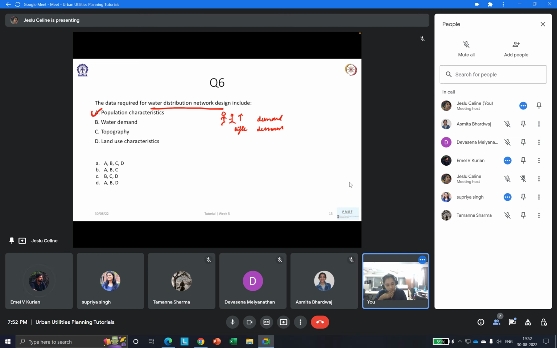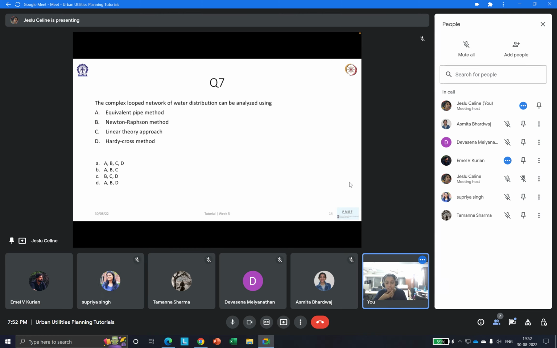Water demand, yes, because obviously we need more. Topography. Do we need topography data? Yes, elevation, friction loss, everything depends upon topography data. Land use characteristics, yes, obviously. So this is a very simple question. All of them are required.